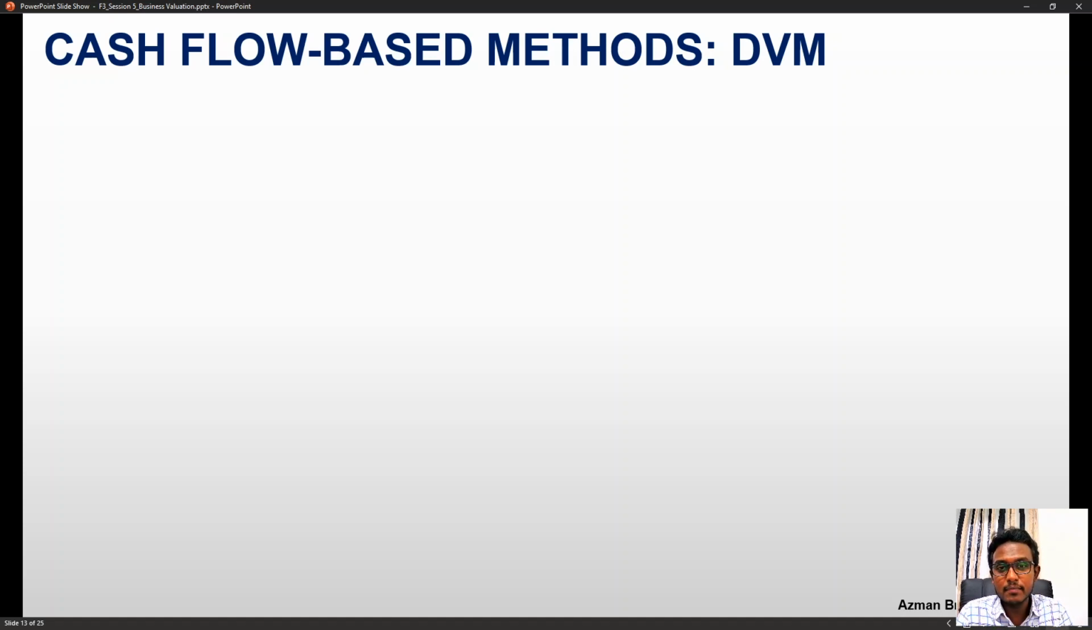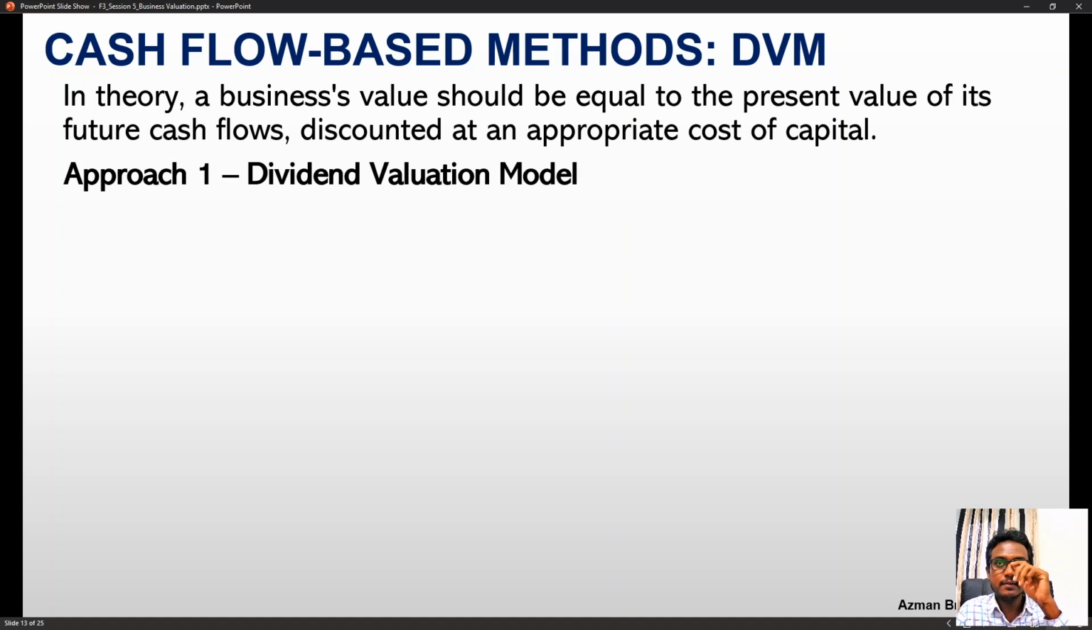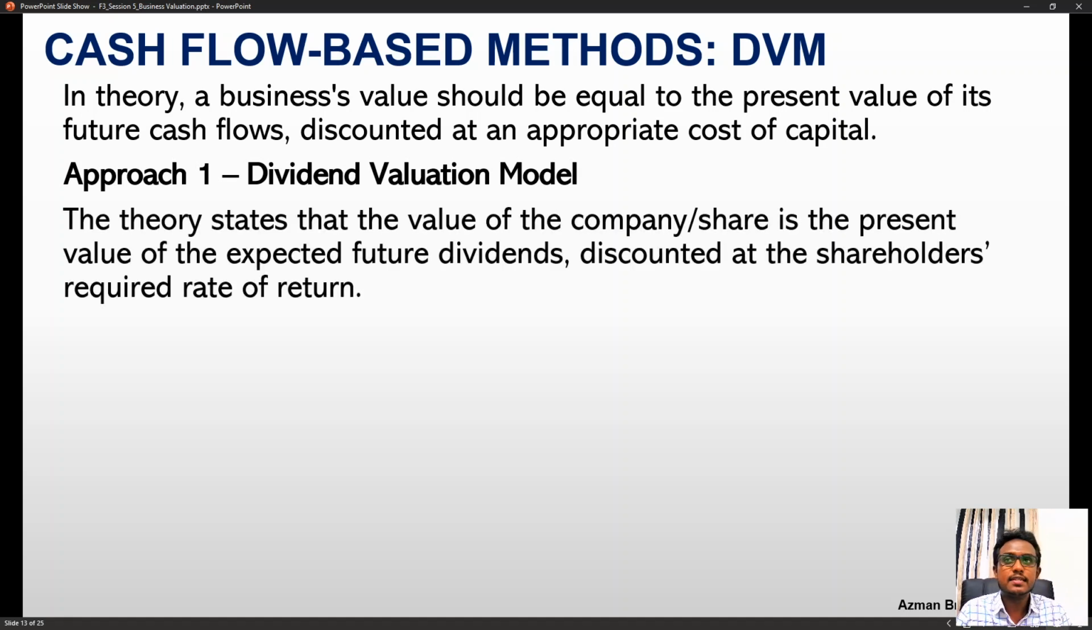The first one is the DVM or the dividend valuation model. In theory, a business's value should be equal to the present value of its future cash flows discounted at an appropriate cost of capital. But when you're looking at it from a shareholder's perspective, you can consider dividends to be one of those indicators. The theory states that the value of the company or share is the present value of the expected future dividends, discounted at the shareholder's required rate of return. So if a shareholder wants to value a business, the shareholder is thinking, what returns am I going to make? And the answer to that is dividends. Okay, fine.